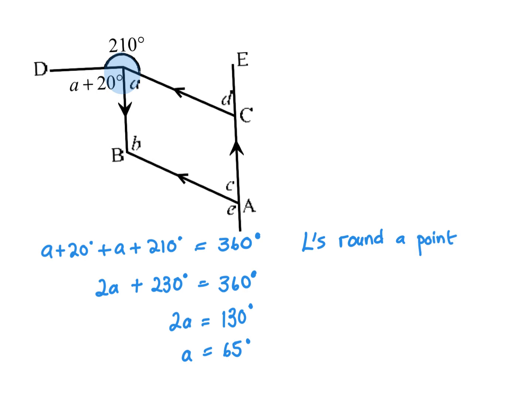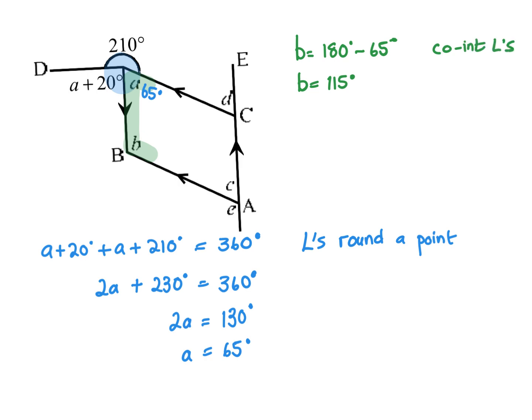Let's go on and find B's value. So with B, I can do co-interior angles. Once again, it's nice if you write in the value on your drawing, because that just makes it a little bit easier to see what you need to do. So B's value, I have to say 180 minus 65. So that means B is 115 degrees. My reason here, co-interior angles.